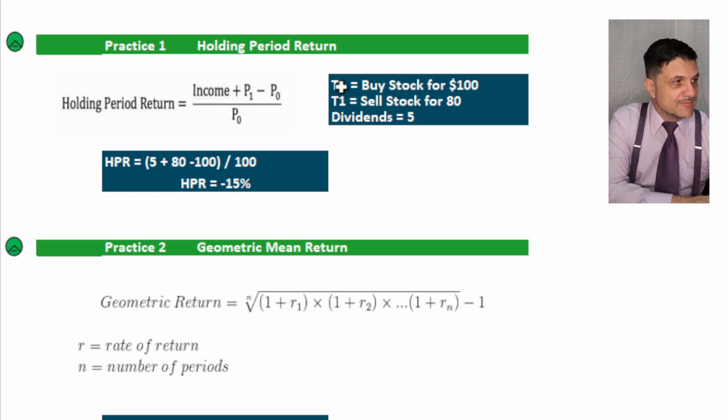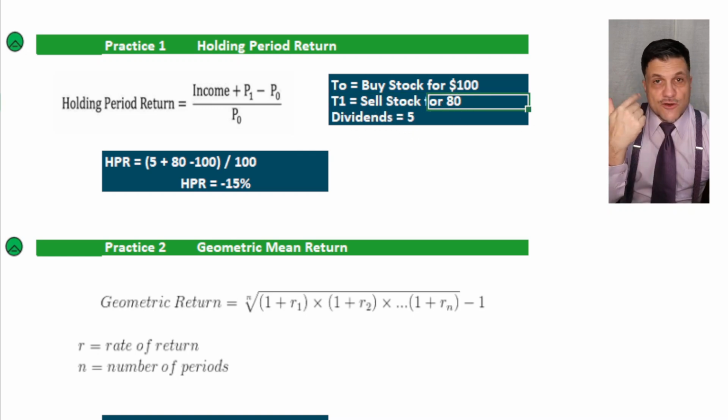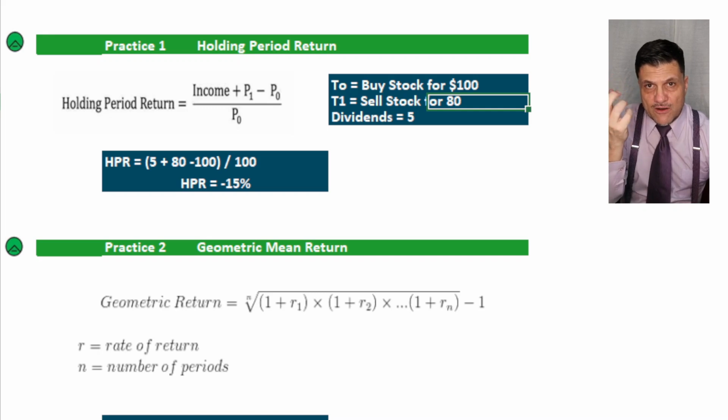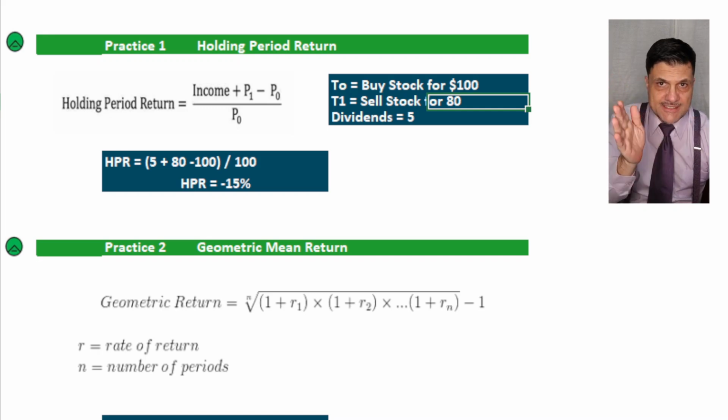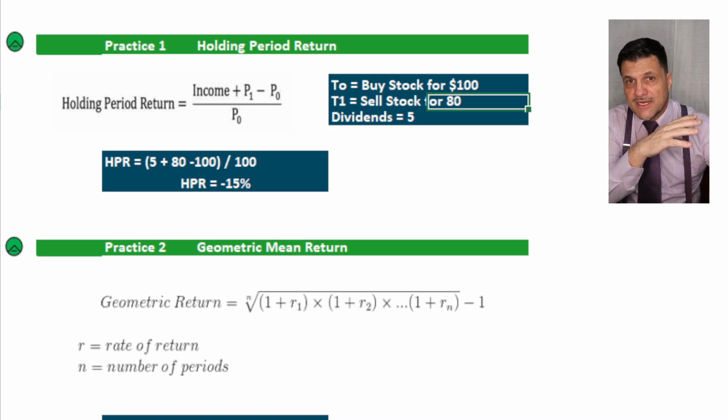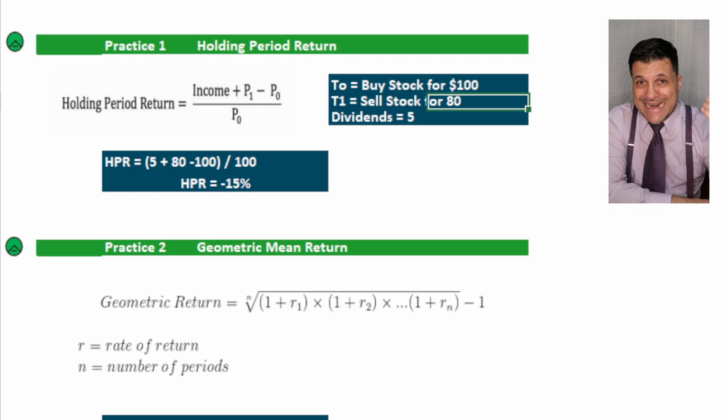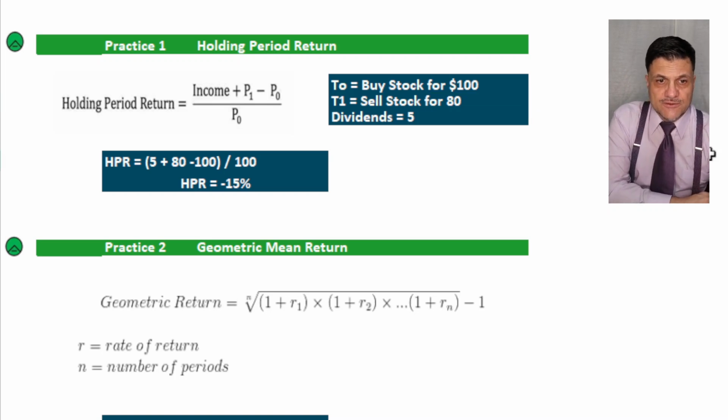Let's see the example. At T0, you bought the stock for 100. At T1, you sold the stock for 80, so you lost some money here. Just see, your brain has to be quick on this as you read the questions in the exam. Just mentally say, okay, what happened here? Oh, I bought for 100, sold for 80. Immediately think, okay, I lost money. Prepare your brain for a negative answer, a negative return. Those little things could help.